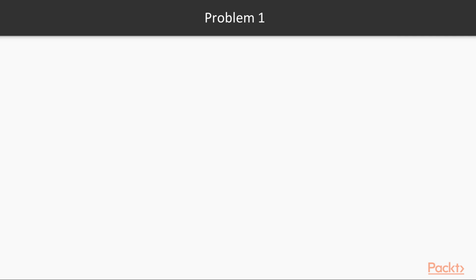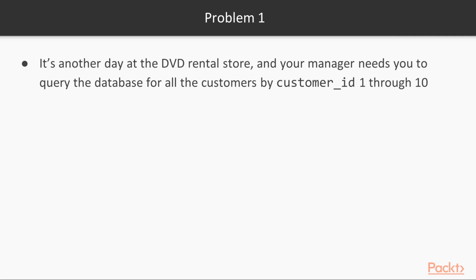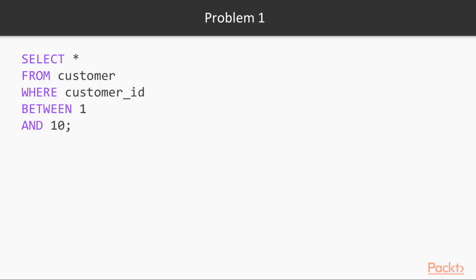So for Problem 1, it's another day at the DVD rental store, and your manager needs you to query the database for all the customers by customer ID 1 through 10. The best way to accomplish this task would have been to use a between operator inside of a where clause for the customer ID column. Let's take a look at that query now. Select star from customer where customer ID between 1 and 10.